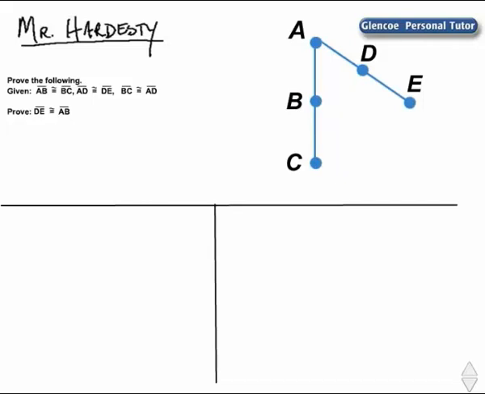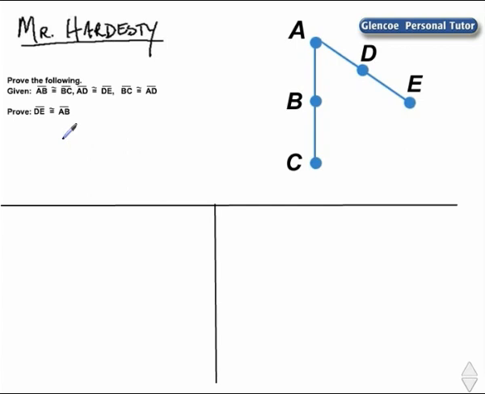This is Mr. Hardesty. We're going to use proof with segment congruence. Prove the following. Given segment AB is congruent to segment BC, segment AD is congruent to segment DE, and segment BC is congruent to segment AD, prove that segment DE is congruent to segment AB.